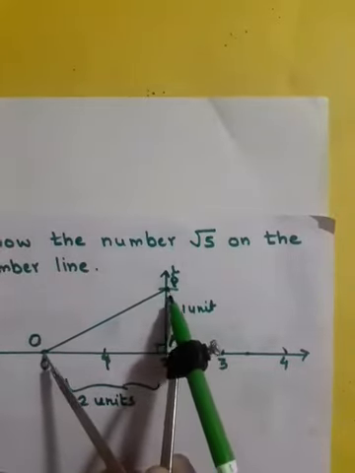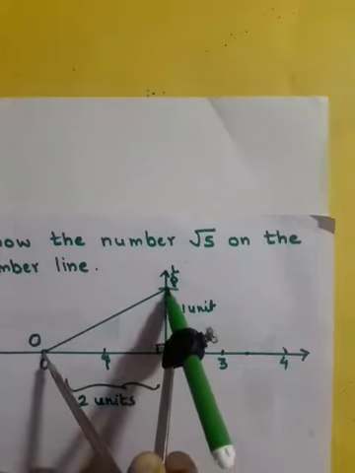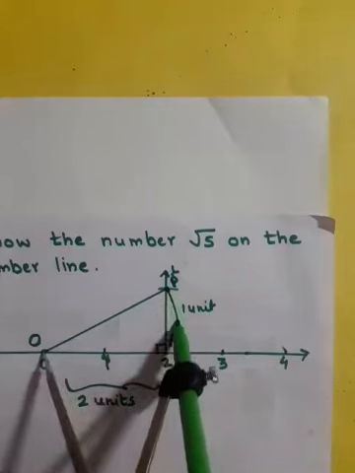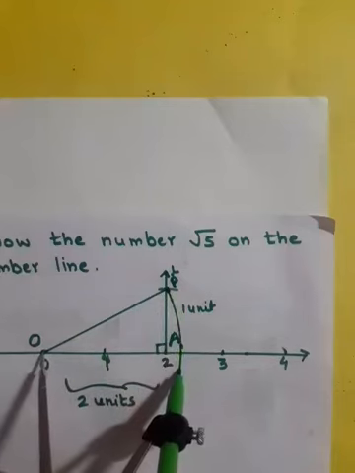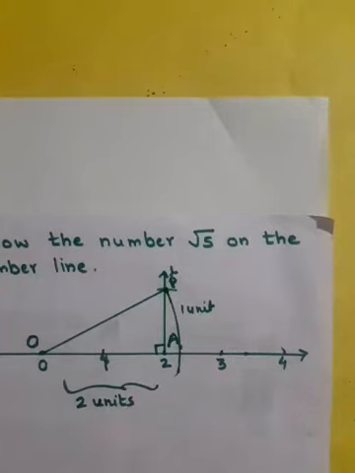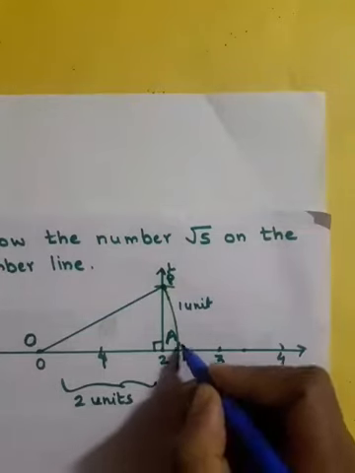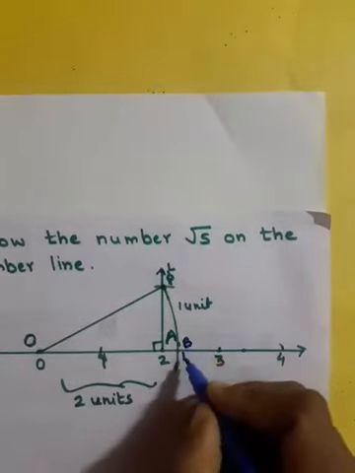Now we will take O as a center and OP as a radius. We will draw an arc which will intersect our number line. And we will name the point of intersection as B. And this point B represents root 5.